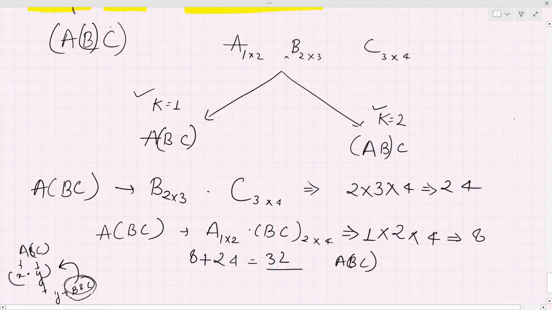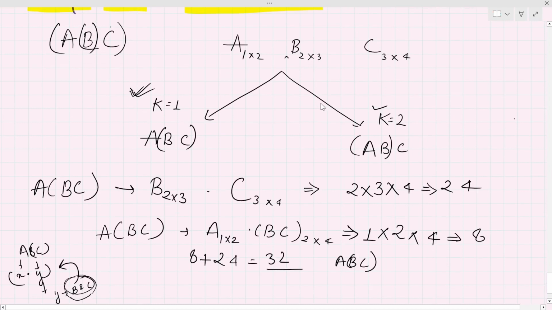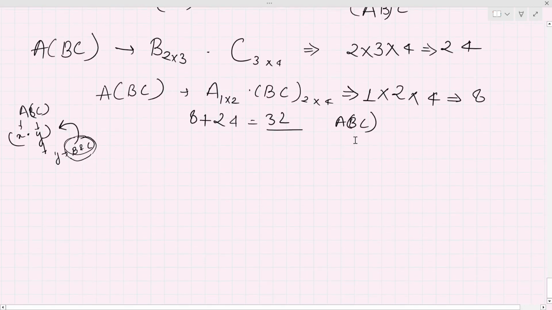The value is 32. So the multiplication of this is basically when k is equal to 1: b and c multiply first, then multiply by a. Now we have to solve the second. Why are we solving both of them? Because we have to find the correct combination of these three matrices. So when k is equal to 2, first of all we have to multiply ab, and whatever the result is, we multiply that result with c.